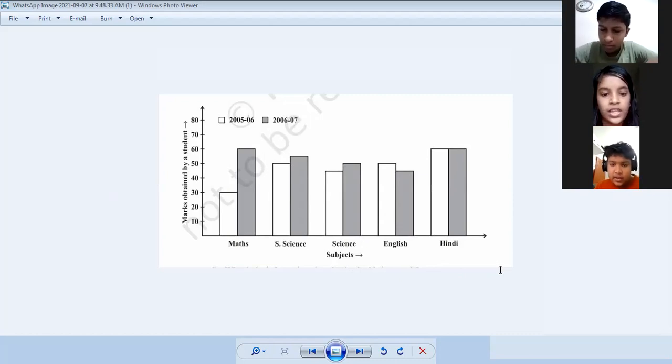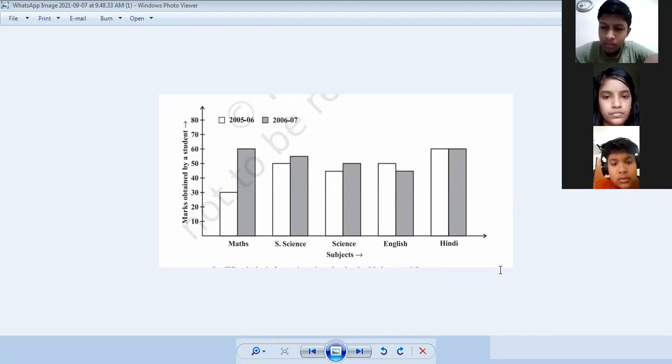In which subject the performance has improved the most? Hindi? Maths? Is it maths? How will you say it? Look at there. For the subject Hindi, in the academic year 2005 to 6, what is the mark obtained by the student? It is about 60 or 55, and it remains the same for the academic year 2006 to 7. There is no increase or no decrease. For those years, there is no change in the marks obtained by the students.